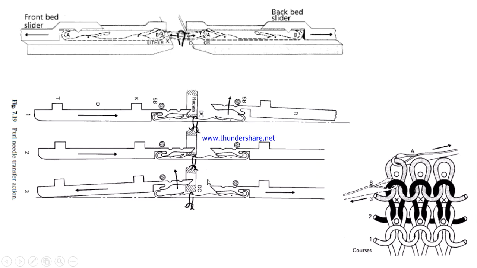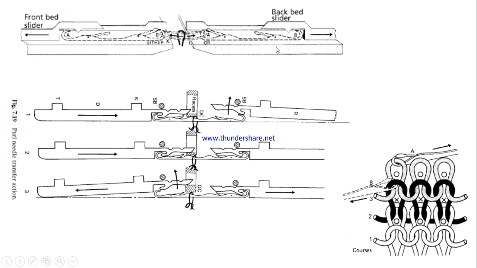Now the knitting mechanism is shown here by this figure. You need to go through this mechanism from the book. In any textbook you will see the knitting mechanism. Important points I already mentioned. You can see there is a needle in the front bed, and the same needle will be transferred to the back bed. The beds will be like this.